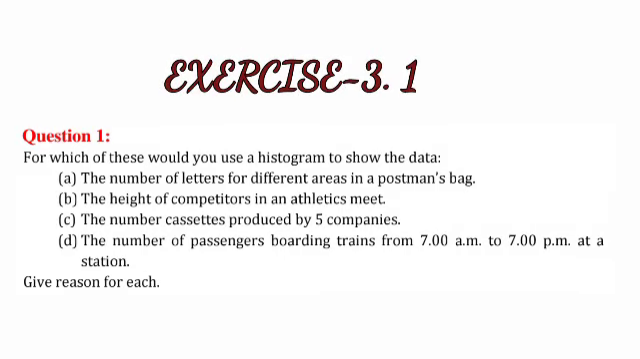Exercise 3.1. First one, for which of these would you use a histogram to show the data? A, the number of letters for different areas in a postman's bag. B, the height of competitors in an athletic meet. C, the number of cassettes produced by 5 companies. D, the number of passengers boarding a train from 7 a.m. to 7 p.m. at a station. Give reason for each.